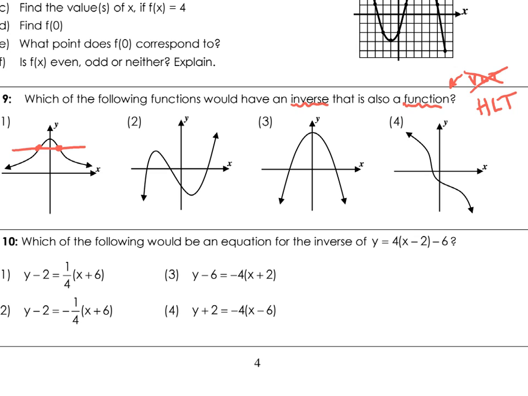For instance, the coordinates of this point might be, let's say, 2, 4. The coordinates of this point might be, let's say, negative 2, 4. When we flip them around, the point on the inverse would be 4, negative 2, and this one would be 4, positive 2. Do you see how you have x values repeat? 4 can't go with negative 2 and 4 go with positive 2. That would not be a function.